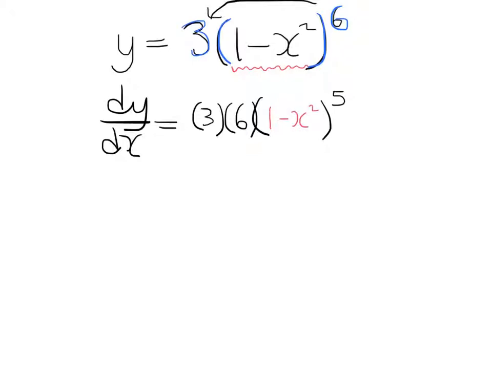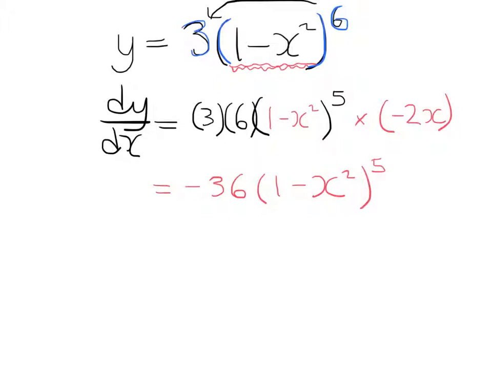Right, now I've done the mum's bit. Now we just need to multiply it by what we'd get if we differentiated the bit inside, the baby function. If we differentiate 1, we get 0. If we differentiate minus x squared, we get minus 2x. So now our final answer is, well, 18 times minus 2, so minus 36x times (1 minus x squared) all to the power of 5. Oh, missed an x. So there, that's from that.